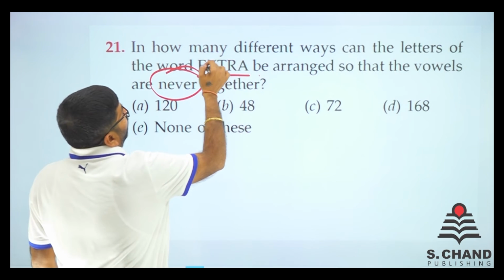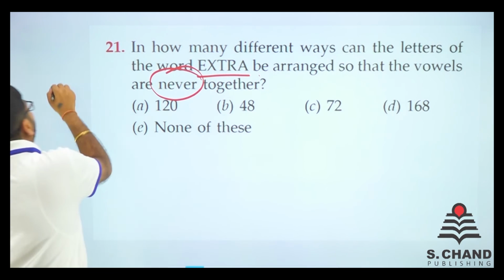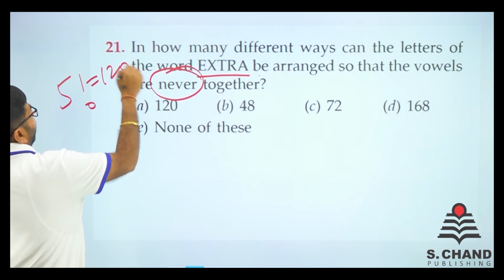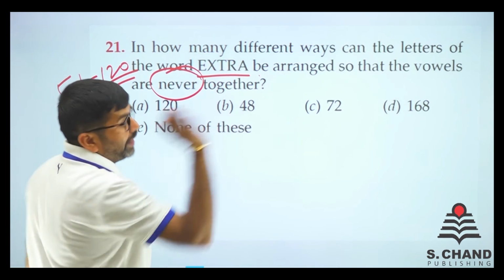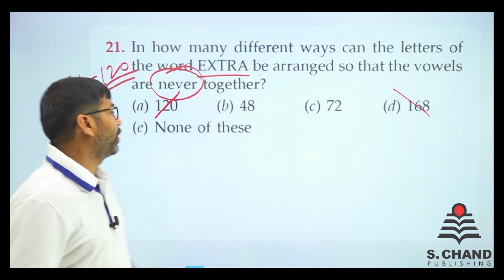So in how many total ways can EXTRA be arranged? 1, 2, 3, 4, 5, all are different. If they are all different, the total value is 5 factorial because there are 5. So it is 120, right? So the answer must be less than that. So for sure 120 and 168 are not the answer.